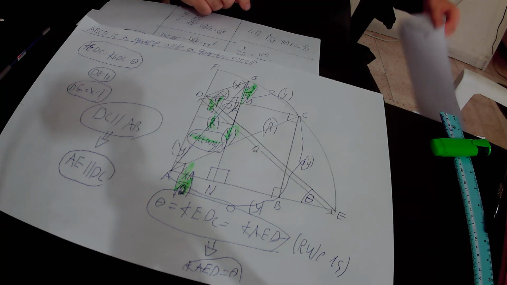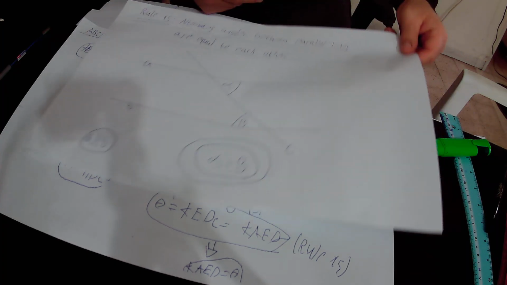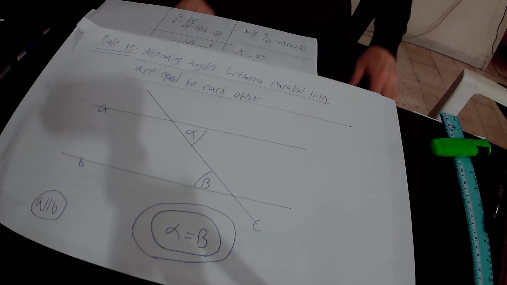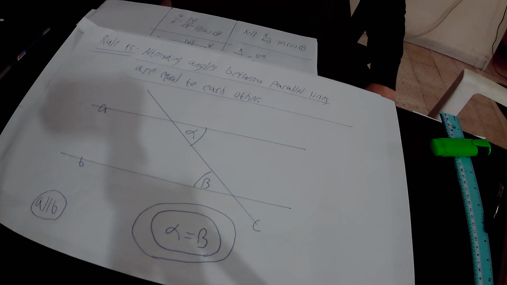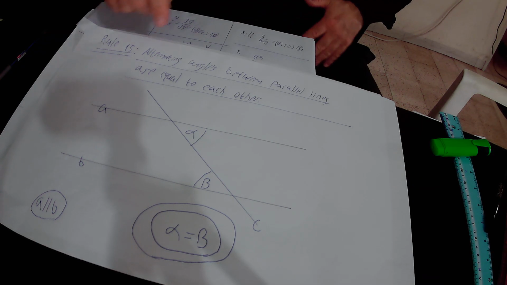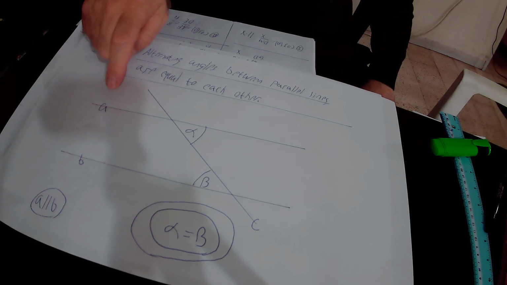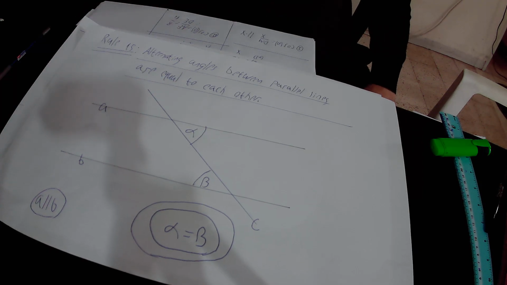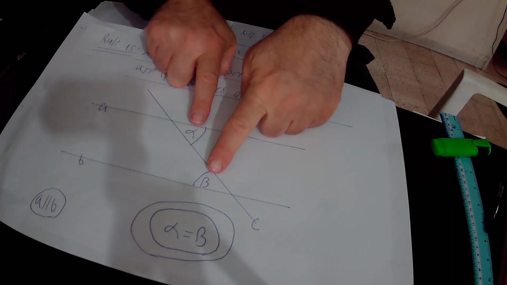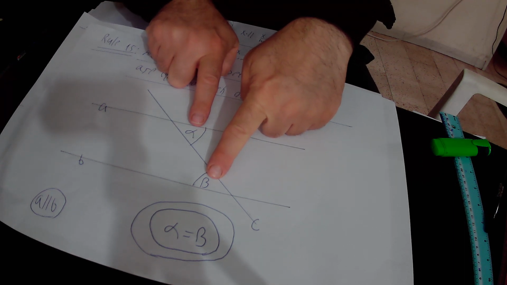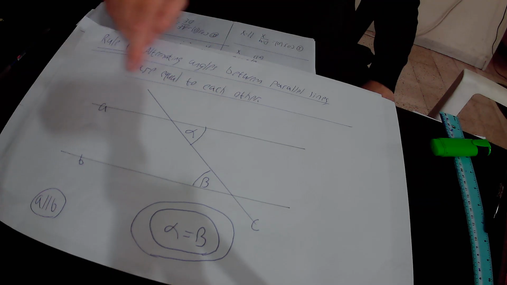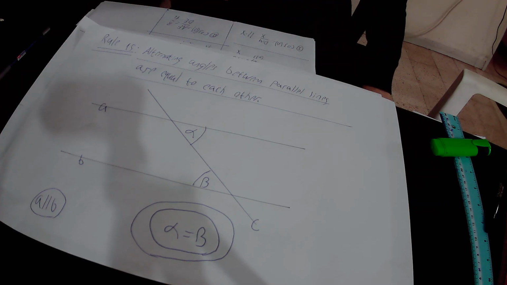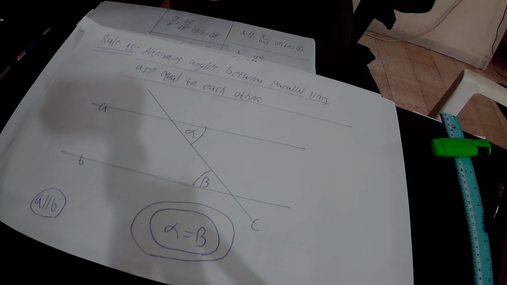So here we can implement rule 15. According to rule 15, alternating angles between parallel lines are equal to each other. So in the drawing we have line A that is parallel to line B, and we have those two angles that are defined as alternating angles, and they are located between the parallel lines A and B. Therefore they are equal to each other. That is to say, alpha equals beta.